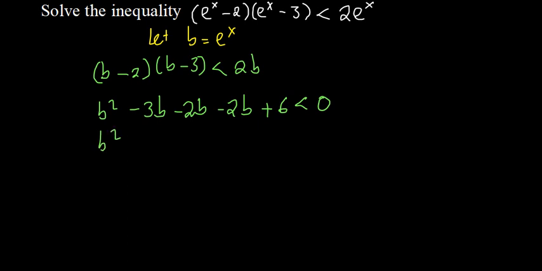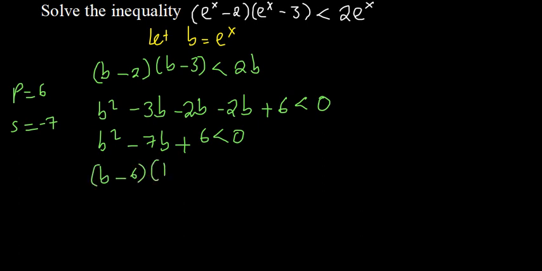And that gives us b squared, negative 3b, negative 2b, negative 2b. That is going to be negative 7b plus 6, that is less than 0. And then here the product we have is 6, the sum is negative 7. So we want two numbers that multiply to give 6 and add to give negative 7. That should be negative 6 and negative 1. So this is going to be (b − 6)(b − 1) < 0. When you are solving inequalities, equate this one to 0, you are going to find that b is equal to 6. Equate this one also to 0, you are going to find that b is equal to 1.